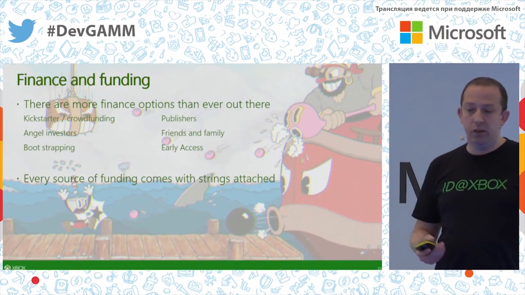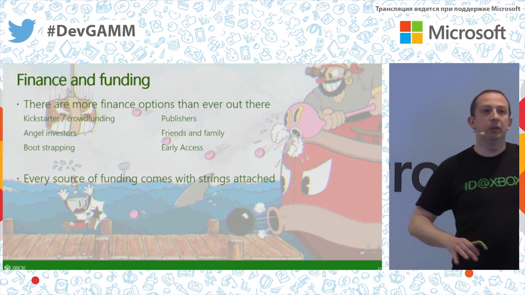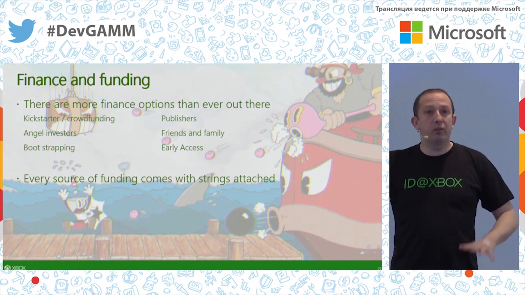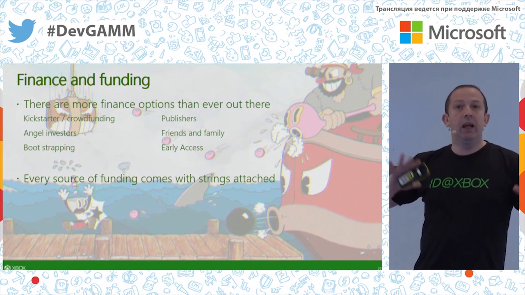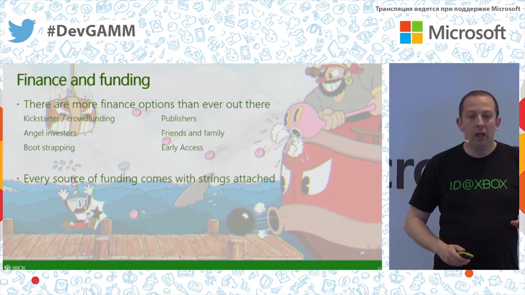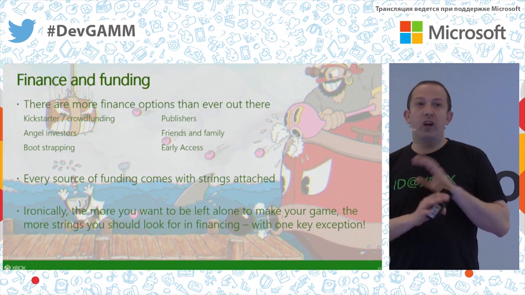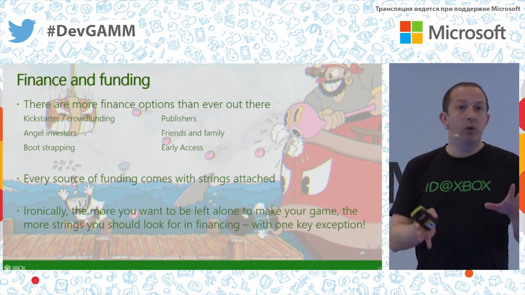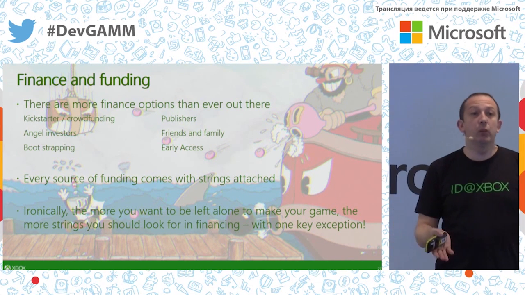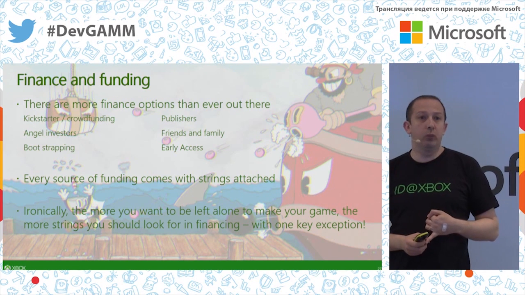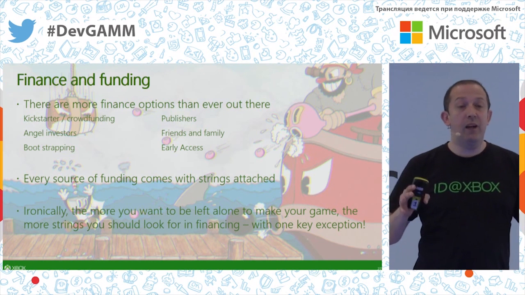So if you have a publisher, if you have an angel investor, they all have a vested interest, maybe in selling your company or having a massive return. Some people want to grow the company for the years to come. Everybody has a different point of view and goals. Ironically, the more you want to focus on just developing your game, the more strings you want. The publisher scenario is the one where there are a lot of strings attached, but that's a scenario where you're going to be left alone the most.